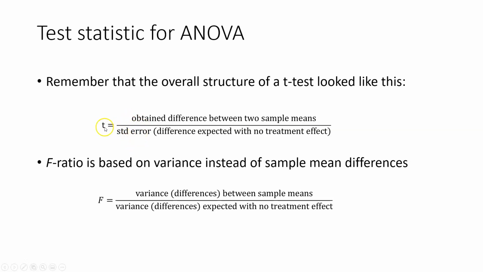5 divided by 1 is really big. But if the difference that we would expect just by chance is very large, like 10, then we would say 5 divided by 10 is only a half, 0.5, and that's a very small t that would fall right in the middle of the distribution.